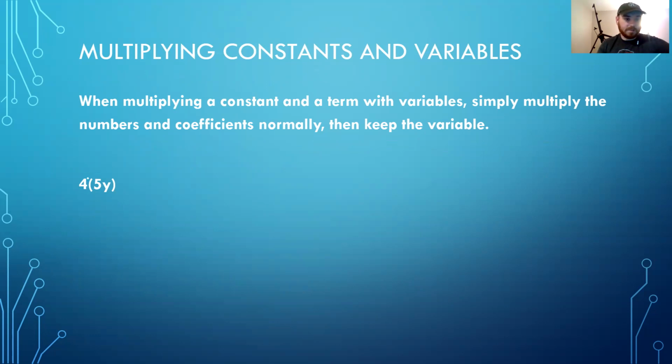So if we have 4 times 5y, which is part of the notes if you look at those online, we multiply the numbers in here. So 4 times 5, which gives us 20. And then we're just going to write the y. And that's it. We're done.